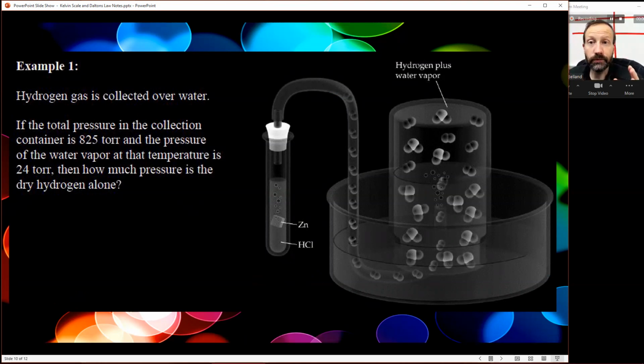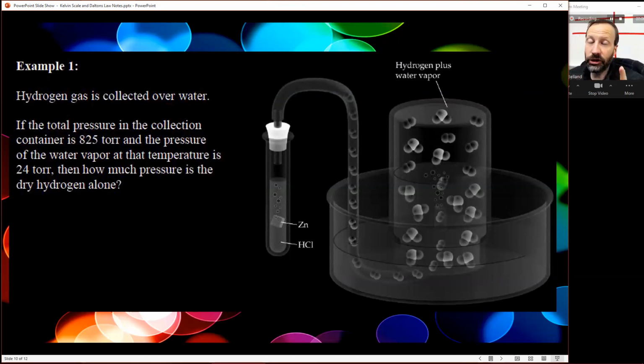And we've done this. We were in the lab. We put the zinc into the hydrochloric acid. It made bubbles. It came out through a tube. You caught it in a test tube. You held it upside down. Remember, I reminded you to hold it upside down before you stick the flaming splint in and went whoosh. Okay, right? So I have a total pressure. Inside my collection container, inside the test tube, if you will, the pressure is 825 total.